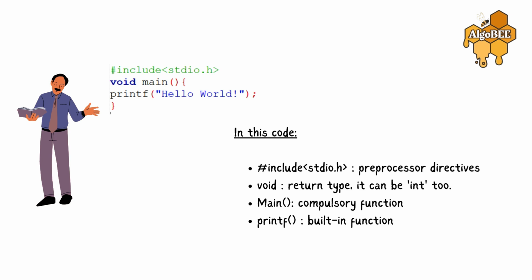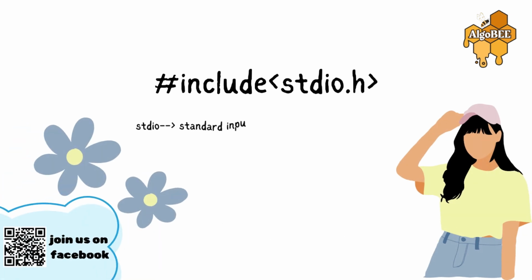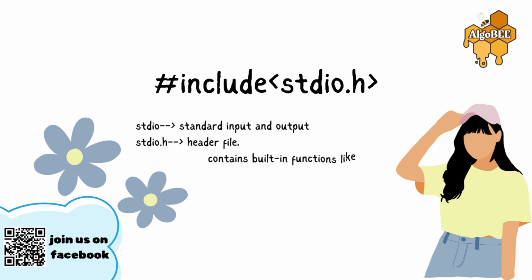So as we can see in the code, there is a #include <stdio.h>. This is a preprocessor directive which is used for standard input and output. stdio.h is basically a header file which contains all the built-in functions like printf. We will know more about this later.